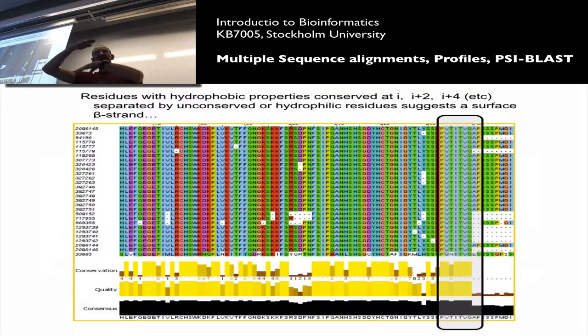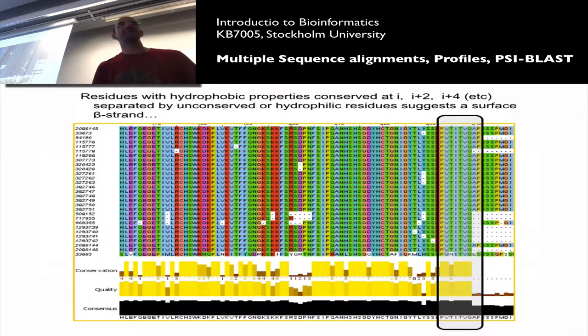And so that means that one of the sides is going to be hydrophobic, and one of the sides is going to be hydrophilic. So that would indicate that this is a beta sheet on the surface of a protein, one side facing inwards and one facing outwards. But yes, there's just a higher probability that it's a beta strand. It doesn't have to be. It could be something else. But in this case, the prediction would be quite good.